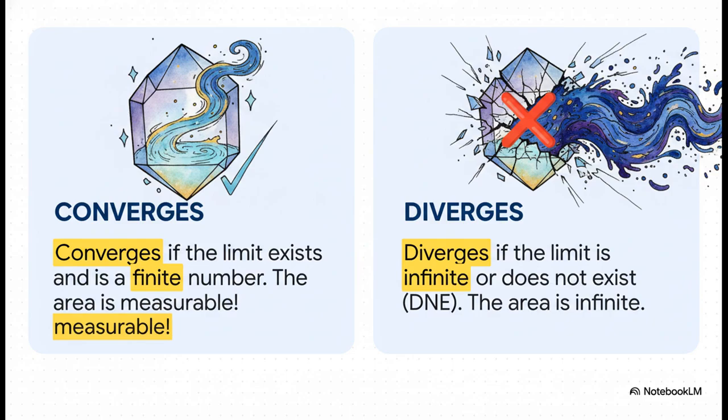If you get a finite number, like 5 or 1 or pi, the integral converges. And that means, incredibly, our infinite shape has a measurable area. But if the limit runs off to infinity, or just doesn't exist, we say the integral diverges. That means the area is truly infinitely large.